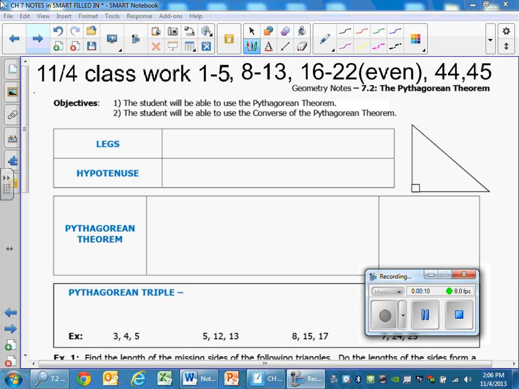That's all from page 351. So if you didn't get that done in class, you need to do that tonight for homework as well.